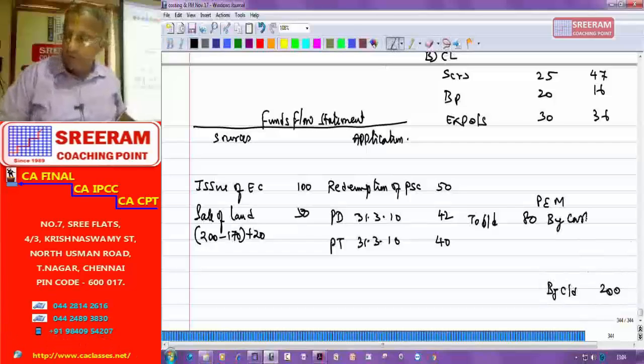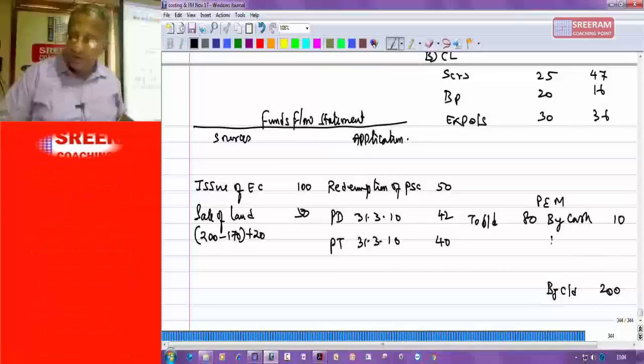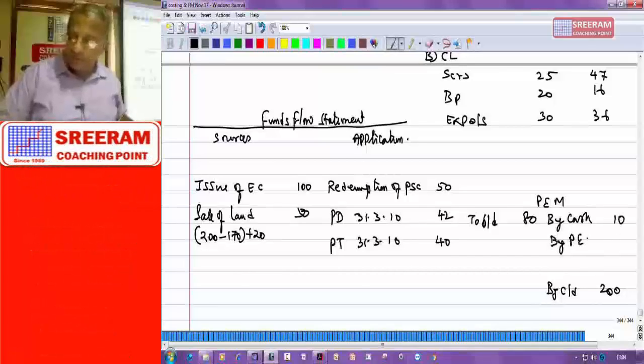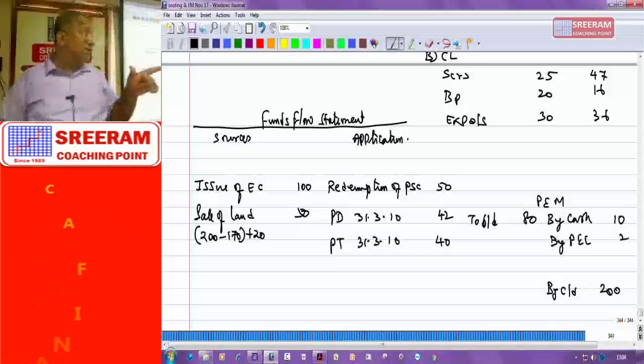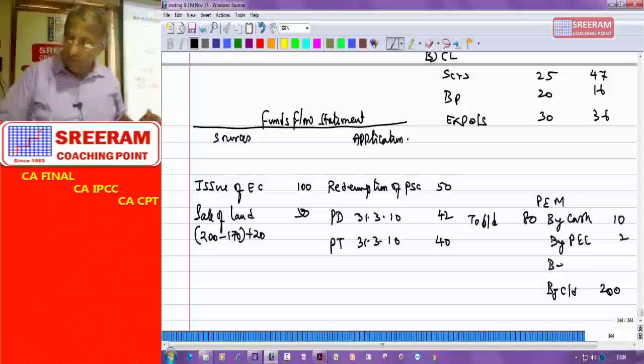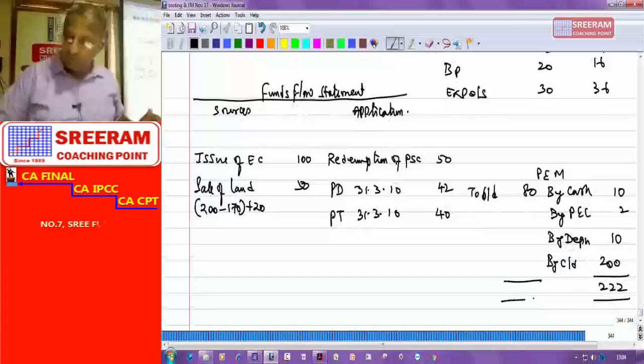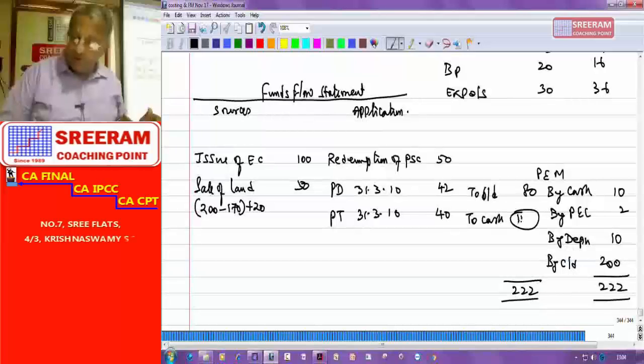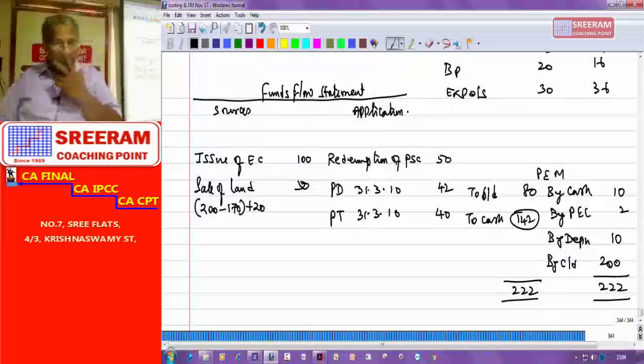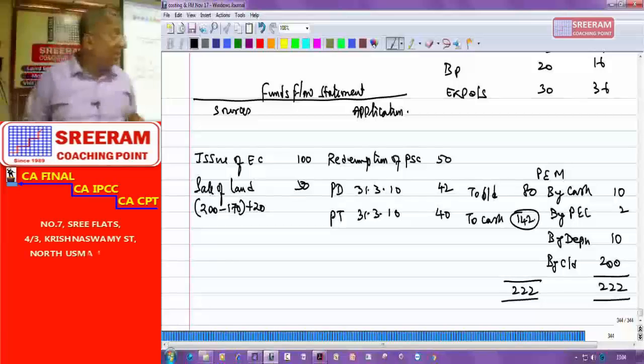By cash. How much is that? 10. By P&L account. How much? 2. Loss on sale. By depreciation. How much? 10. So now I would just add this 2, 2, 2. To cash 142. So 142 is your purchase of plant.